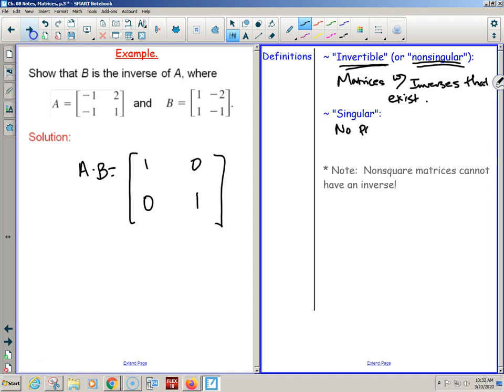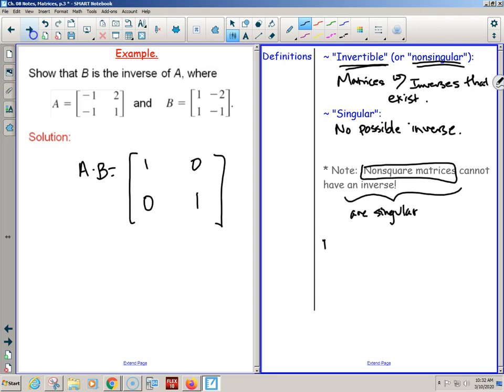Yeah. No possible inverse. Which, think about it, if there's no possible inverse, there's no possible way of undoing it. That could be troublesome. Invertible or non-singular: matrices with inverses that exist. Singular: no possible inverse, aka the matrix can't be undone. Now, if all non-square matrices cannot have an inverse, that also means that all non-square matrices are singular.